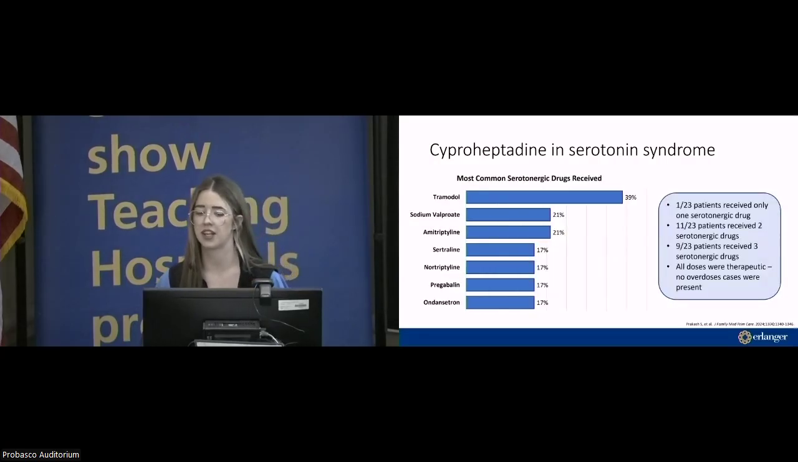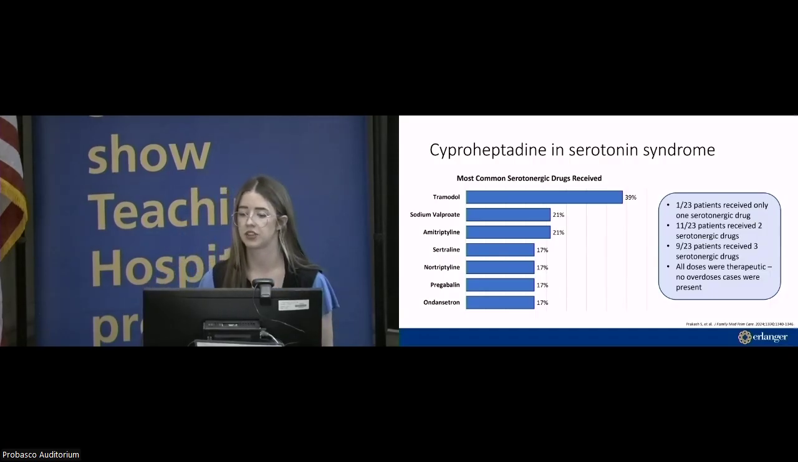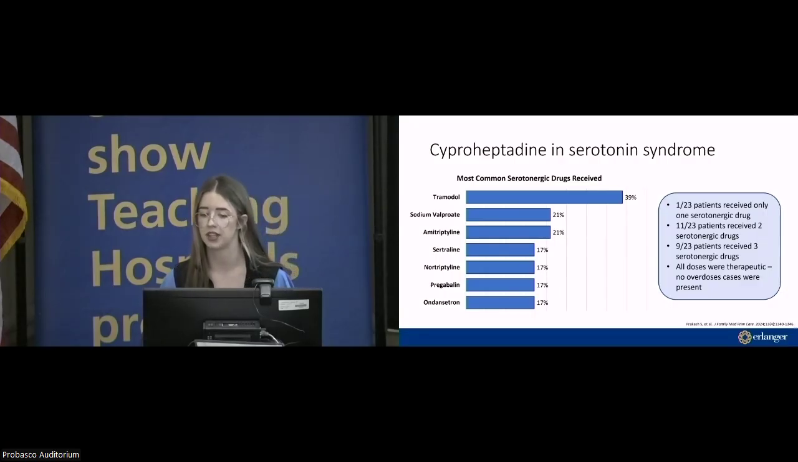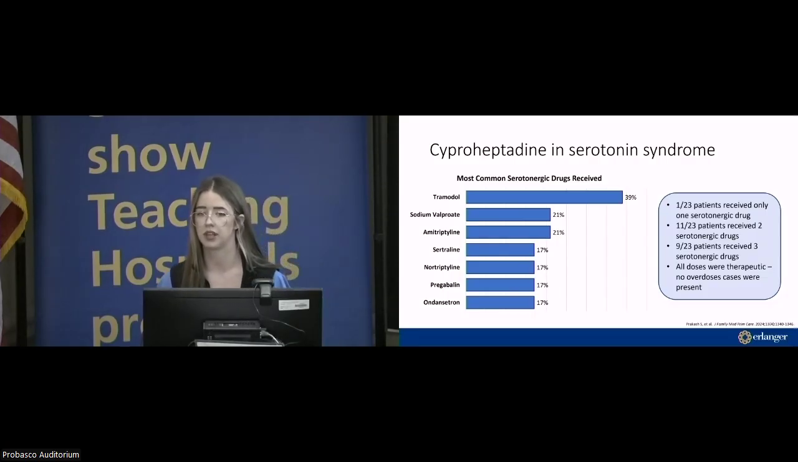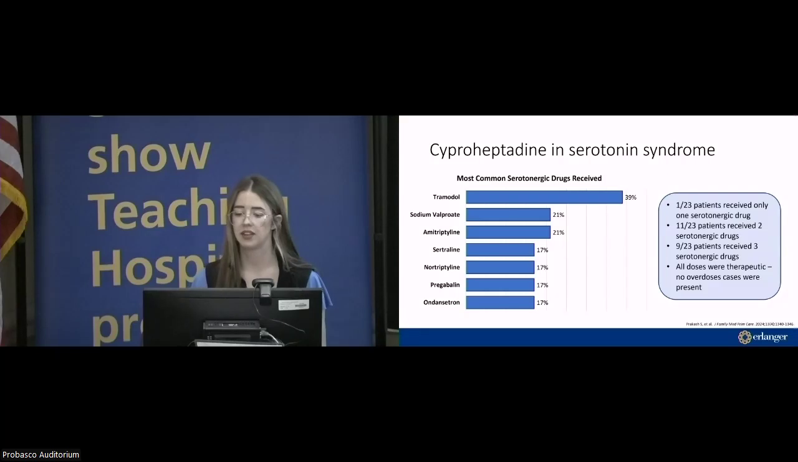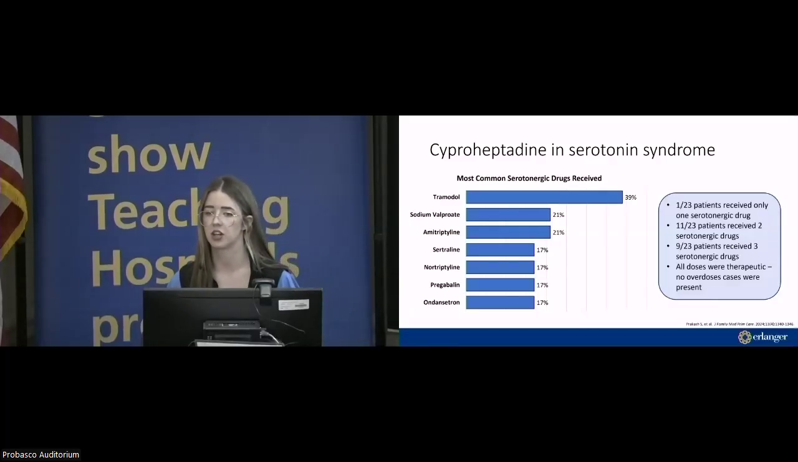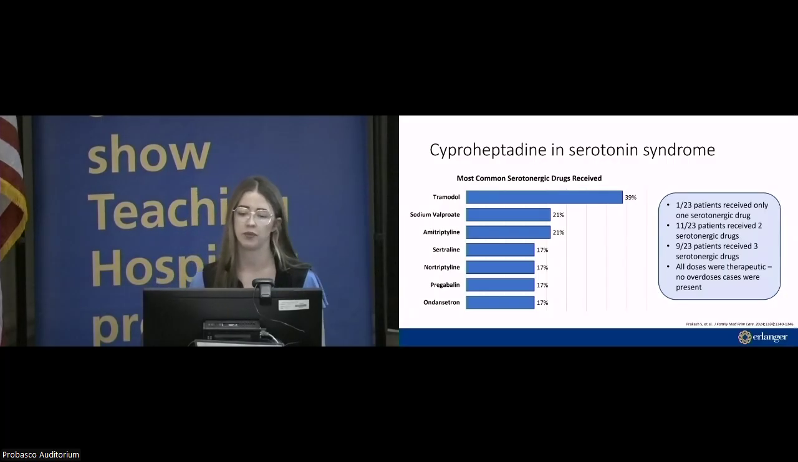Here are the serotonergic medications most commonly implicated in these cases. Tramadol was the leading agent at 39%, followed by valproic acid and amitriptyline, each in about one-fifth of patients. Only 1 out of the 23 patients was on a single serotonergic drug. Most were on at least 2, and many were on 3 or more agents. Notably, in this study all doses were in therapeutic range, and none of the patients were experiencing an overdose. So this underscores the fact that serotonin syndrome often results from drug interactions between serotonergic drugs at usual doses rather than overdose.